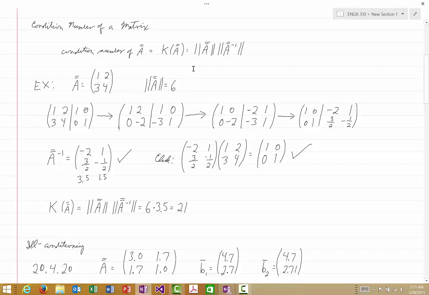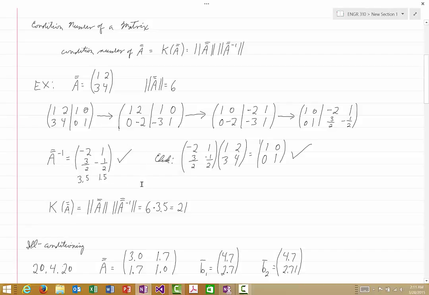Now, in order to calculate the norm of A inverse, of course, we need to calculate A inverse, and here is a brief review of how we do that using the Gauss-Jordan method. I came up with this answer for A inverse: -2, 1, 3/2, -1/2. And here I've checked it. Notice I multiplied the A inverse that I calculated by A, and I do indeed get 1, 0, 0, 1. So this verifies that the matrix -2, 1, 3/2, -1/2 is indeed the inverse of A.